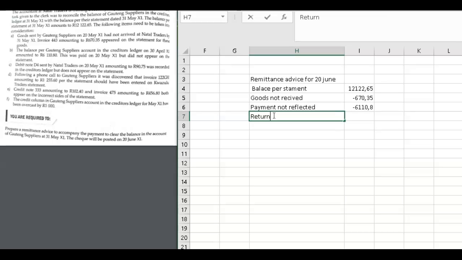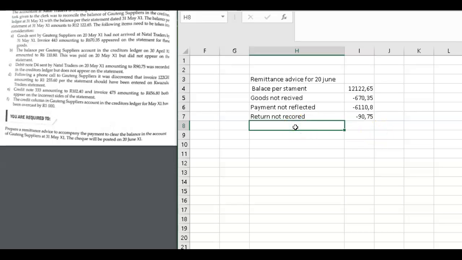Return not recorded. Remember, you can say anything as long as it makes sense. So return not recorded, it's a minus. Now you can put minus or brackets, but Excel is converting it to minus. Well, it doesn't matter, minus or brackets. 90.75, right? Yes, there we go, 90.75.